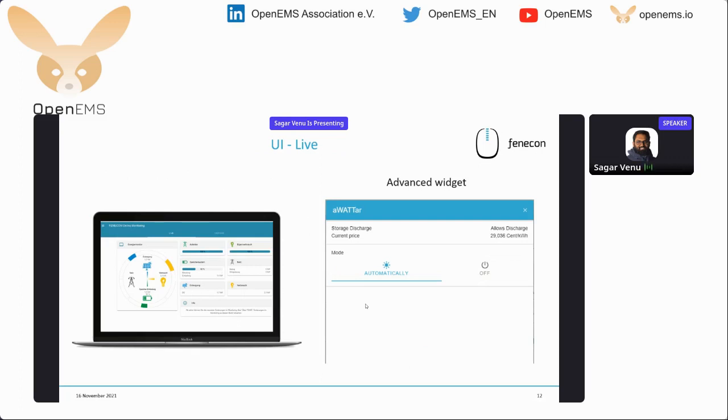And we are planning to introduce more information on this advanced widget, including some predictions also. So this is for the next step. And this is for the live widget.